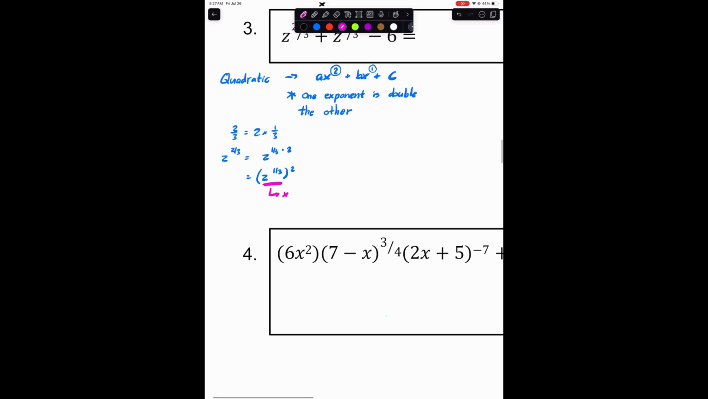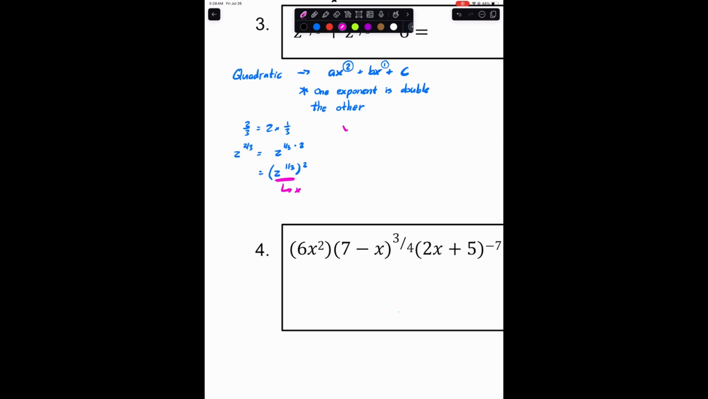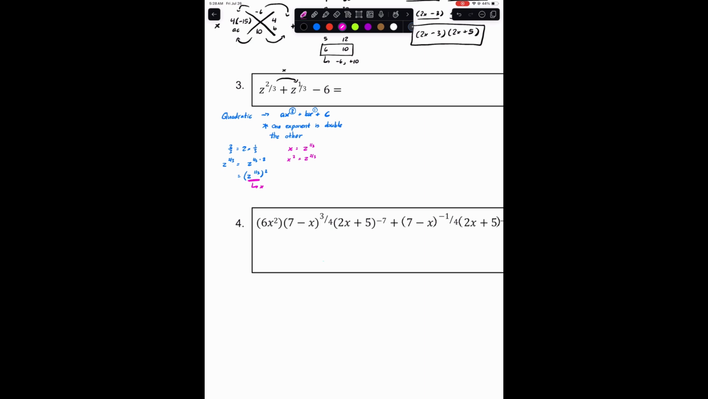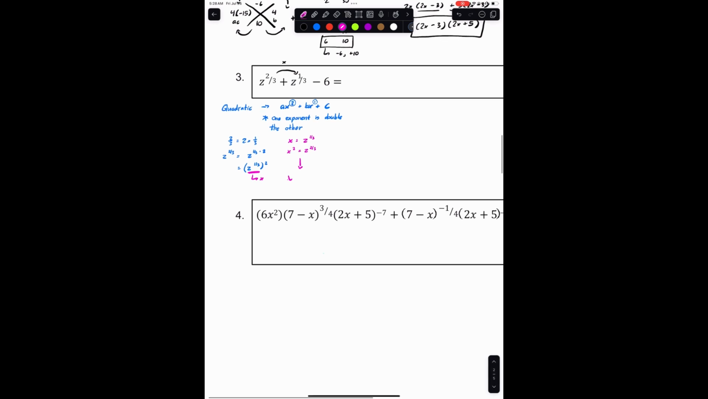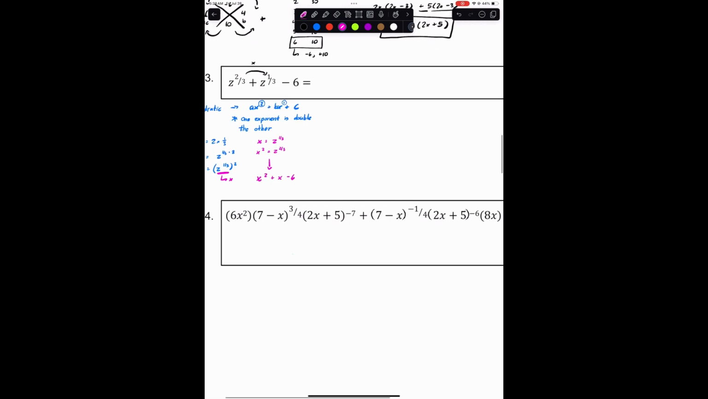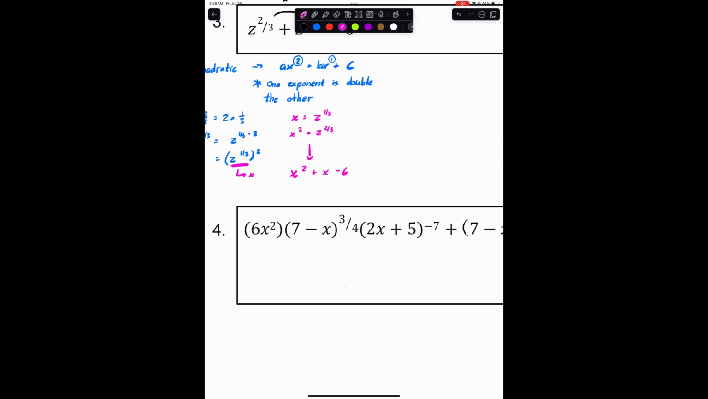So if I do this substitution, I say x equals z to the 1/3. This means x squared is z to 2/3. So I can use substitution to create a proper quadratic. So I have x squared plus x minus 6. And this is much, much more manageable to solve. I have my square, I have my 1.